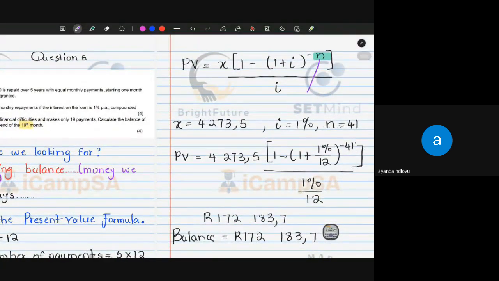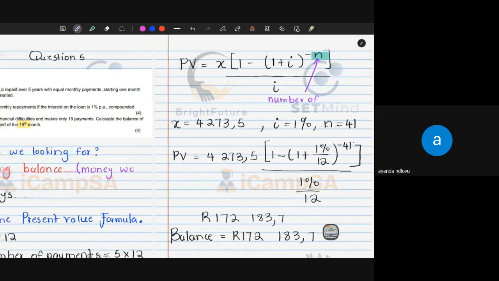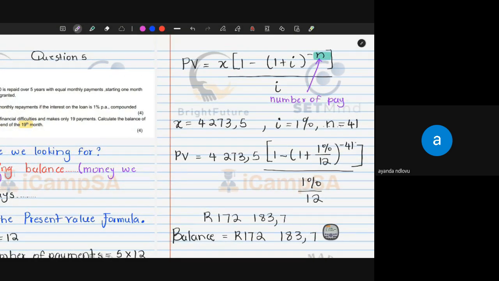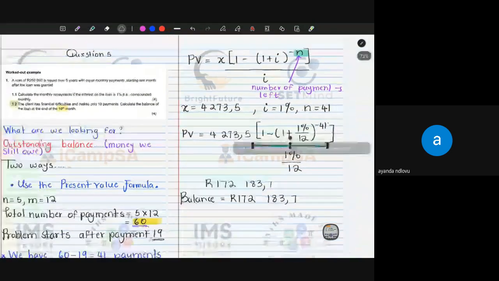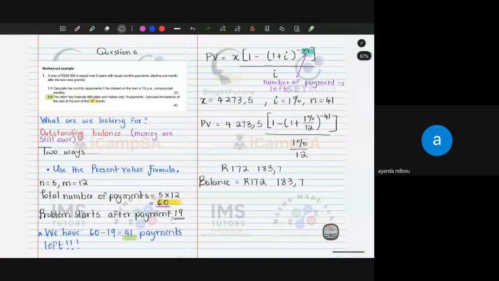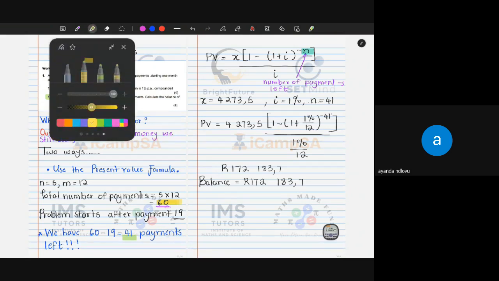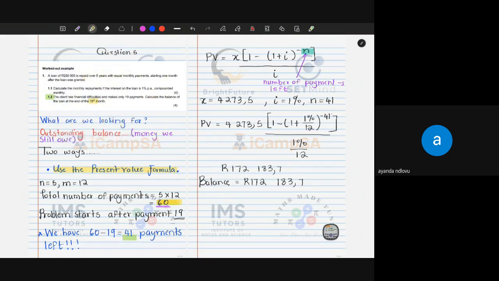So here I will just put up a note and say number of payments left. So make sure that you guys don't forget this. But we said there's two ways. That is what we said. So this was the present value formula using it.